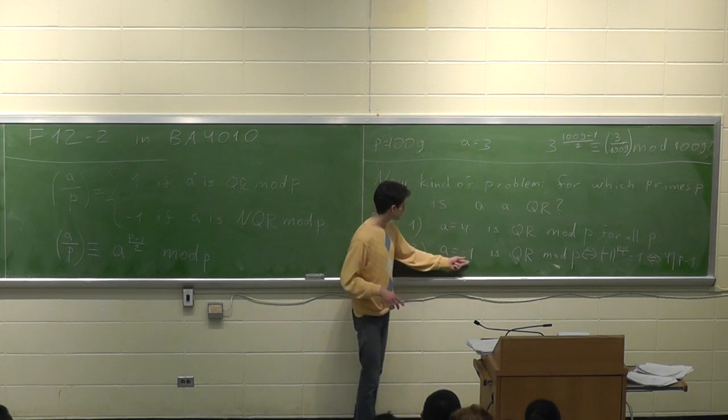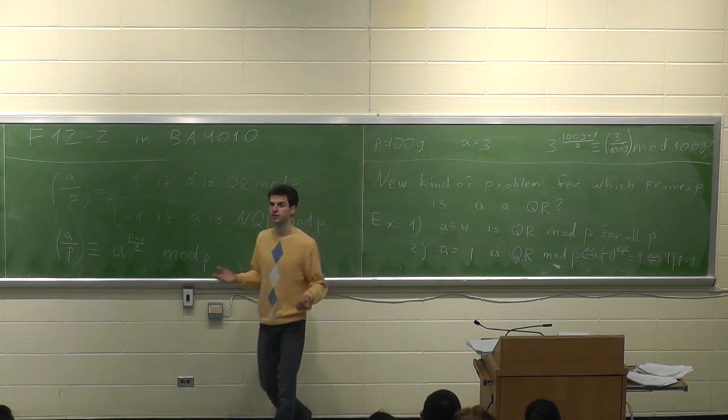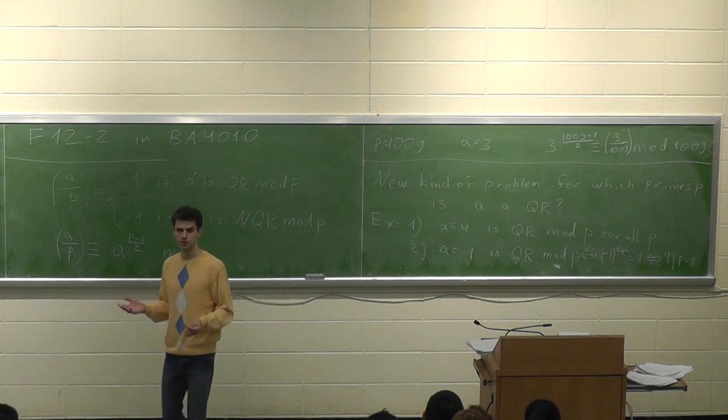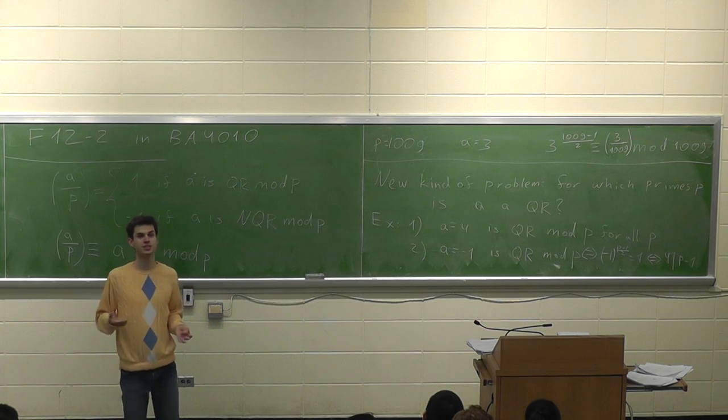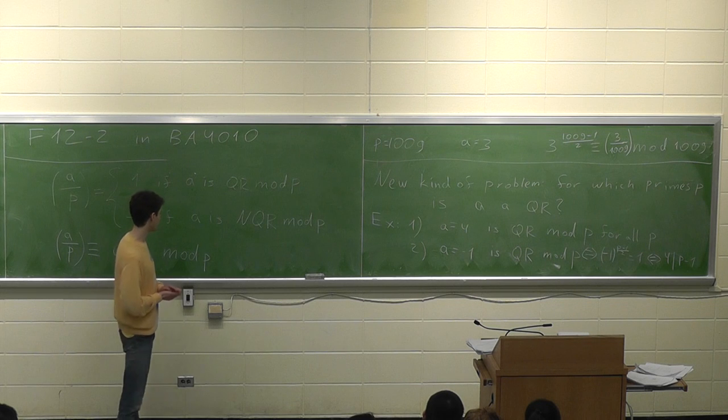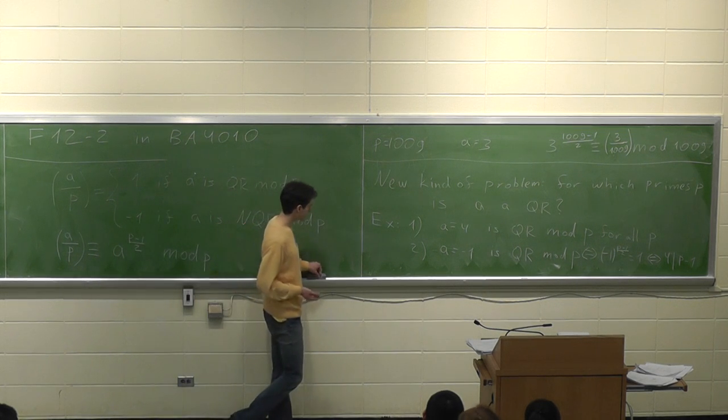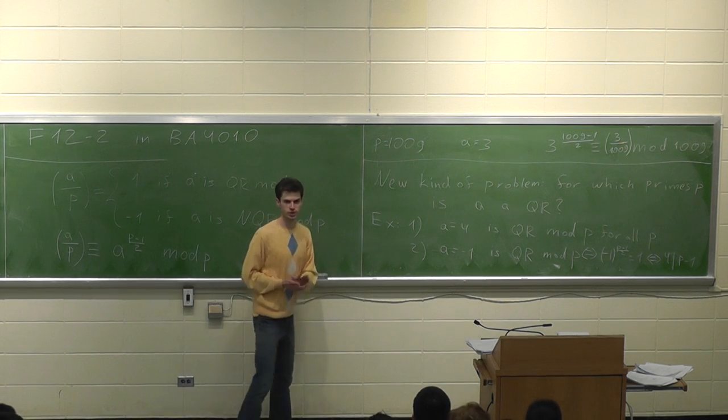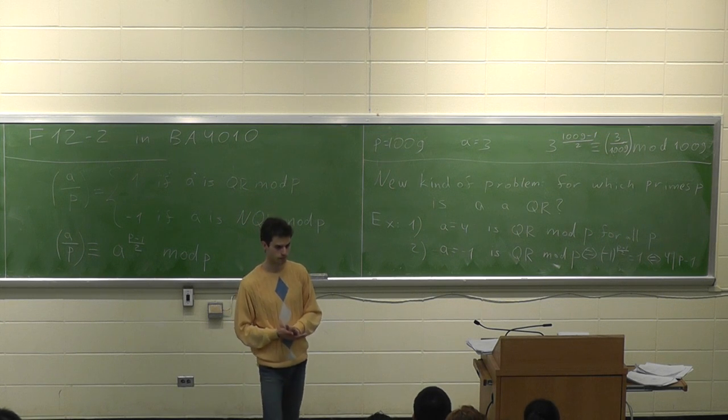But what if this a is something like 3? What can we do? What if it is something like 6, even harder? That's the kind of question that we want to discuss today.